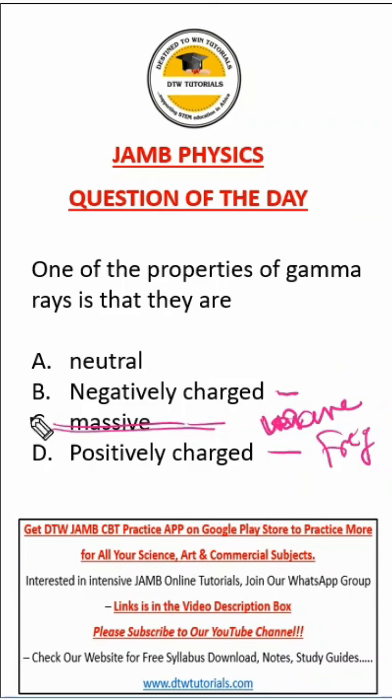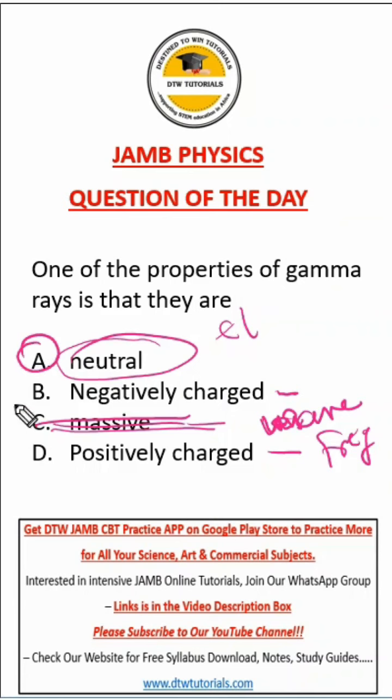All right, so this is absolutely off of it. For gamma rays, one of the properties is that it is neutral. It is electrically neutral, so it cannot be detected by electric fields or magnetic fields. So our answer here is A.